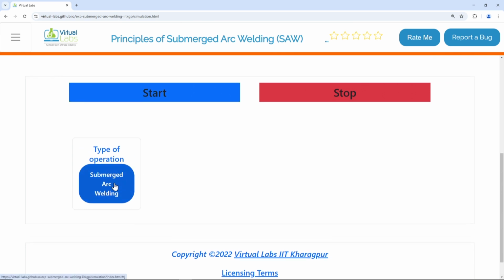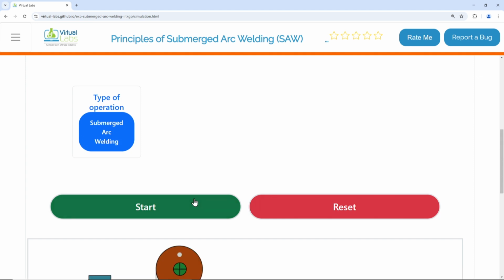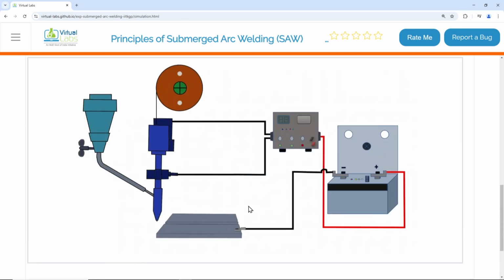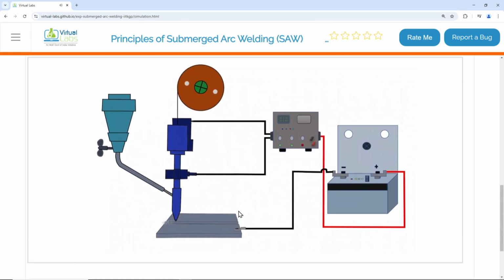It asks me to click on the submerged arc welding, butt joint, mild steel is the material, electrode is also mild steel, and type of flux is also picked here, that is silicate based flux. I start the welding. So it is showing the whole equipment, the reel of the wire feed, the flux supply, and the system that controls generator and everything. I click the next button to start the welding.